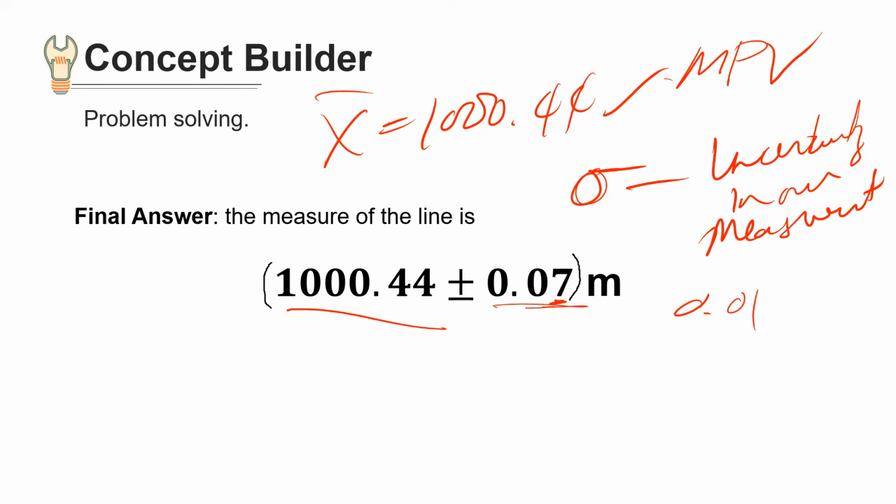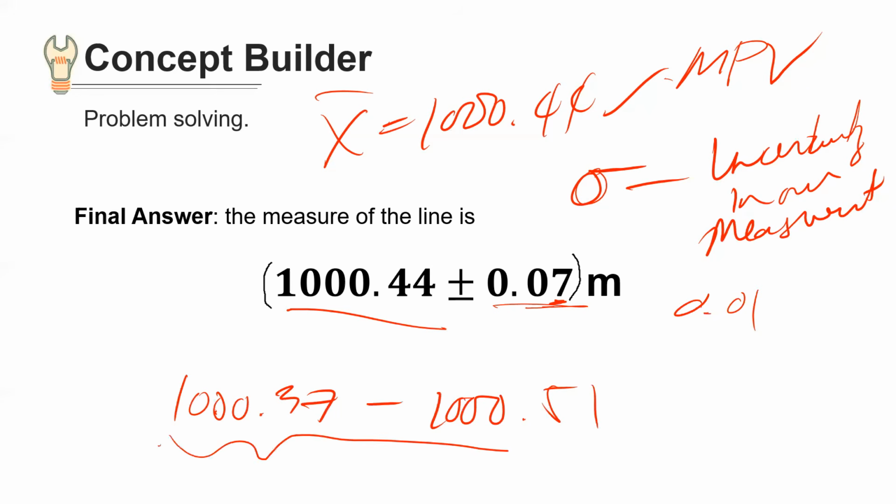So we can say 1,000.44 minus 0.07 gives us 1,000.37, and 1,000.44 plus 0.07 equals 1,000.51. Meaning the true value is found within this range of values. The true value could be 1,000.37, 1,000.38, up to 1,000.51. That is how we report our measurement together with its uncertainty.